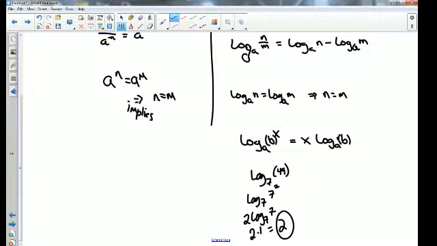Okay, those are the properties of logs. I can tell you another property of a log.